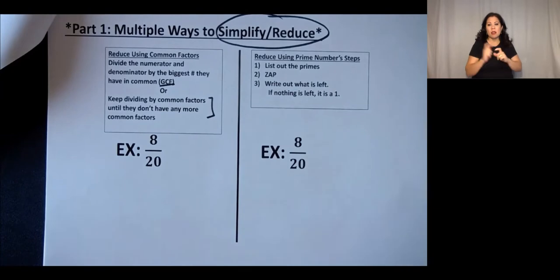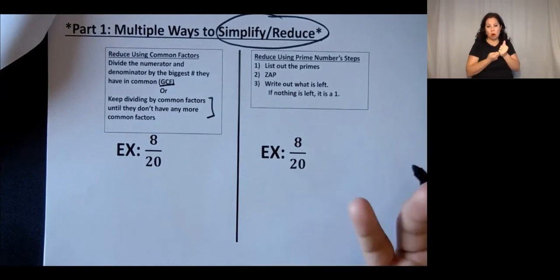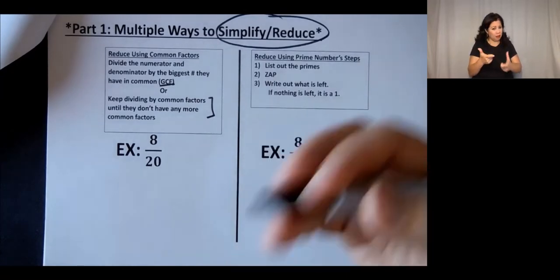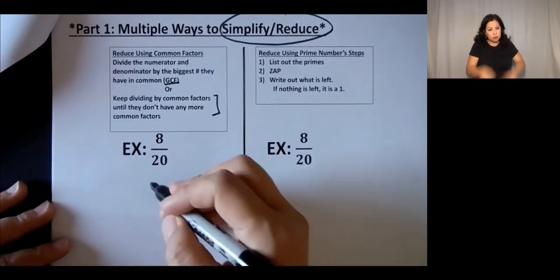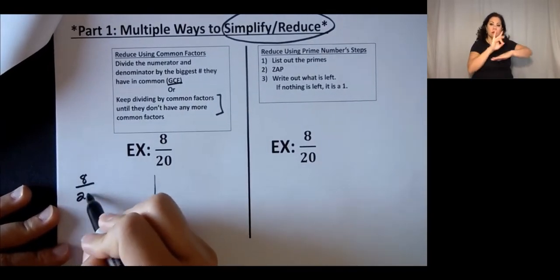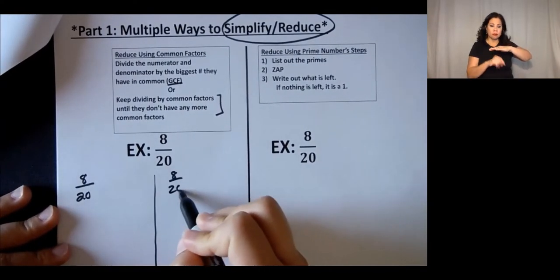But sometimes it might not be easy to find the biggest number they have in common right away. So that means you have to keep finding more common ones. And I'll show you two examples of that for this problem. So I have 8 over 20, and I'm going to put 8 over 20 on this side.